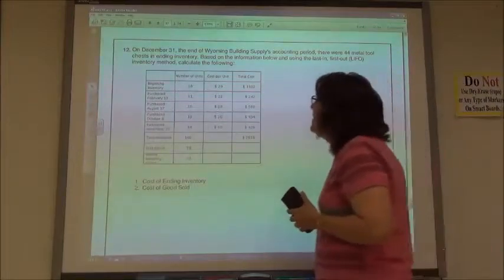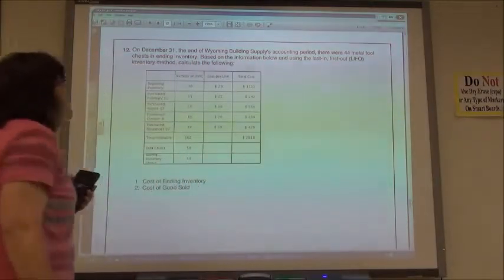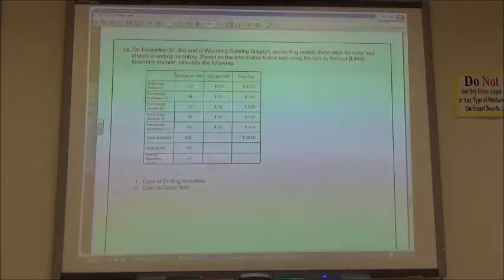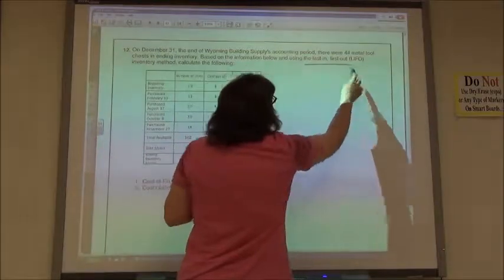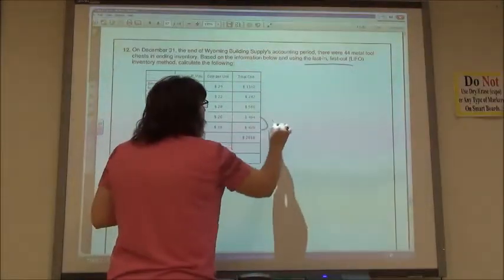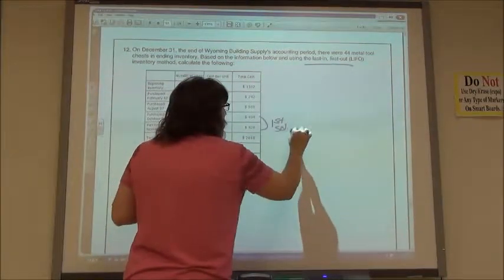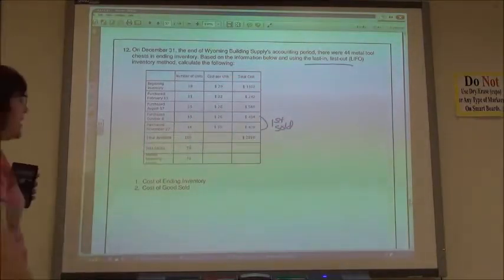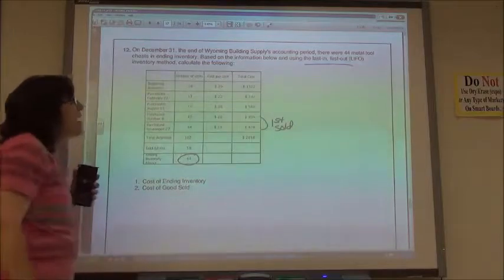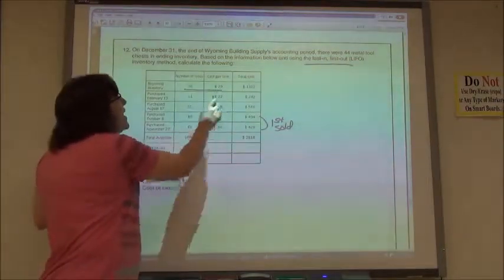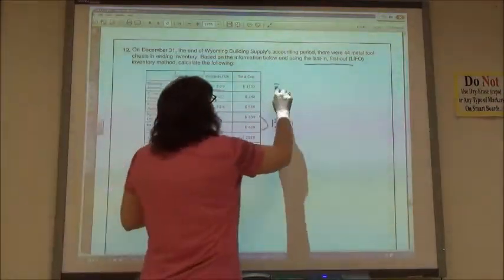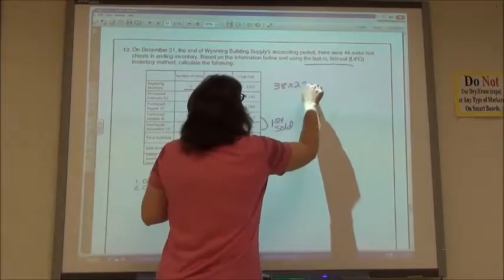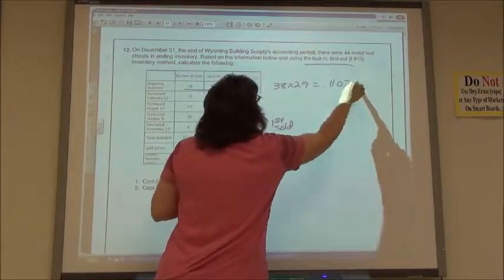Number 12 says, on December 31st, the end of Wyoming Building Supply accounting period, there were 44 metal tool chests in inventory. Based on the information and using last in, first out. The last ones in are the first ones sold. Calculate the following. So our ending inventory, we had 44 items altogether. 38 would have been from my first purchase. 38 times 29 is 1102.